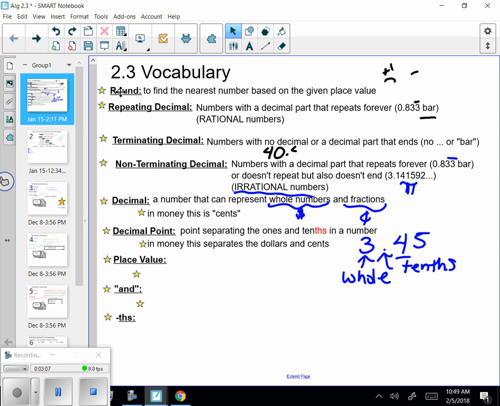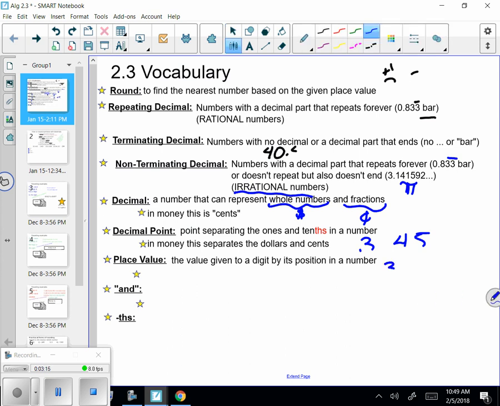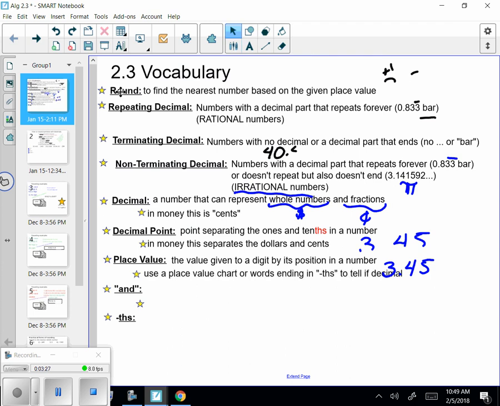Place value. The value given to a digit by its position in a number. If I have the number 3.45, I have 3 in the ones place value, 4 in the tenths place value, 5 in the hundredths place value. We use place value charts or words ending in ths to determine if it's a decimal.